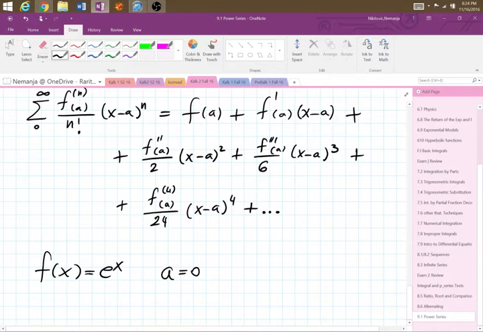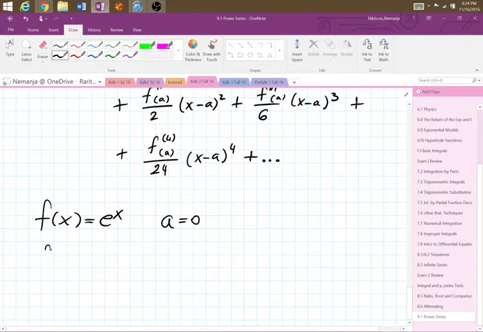So let's do this problem together. I hope you guys got 1 plus x squared over 2 plus x cubed over 6, right? We got that? Okay, cool. Let's take a look at this. So any derivative of e to the x is e to the x. At least that much is easy.